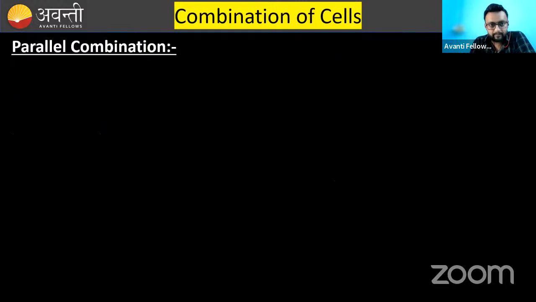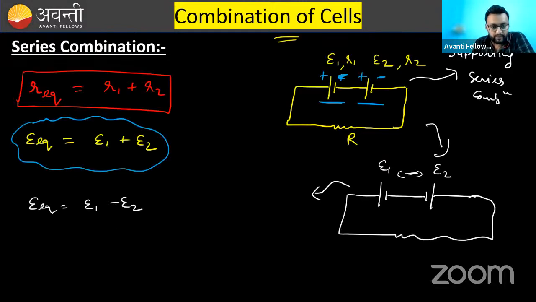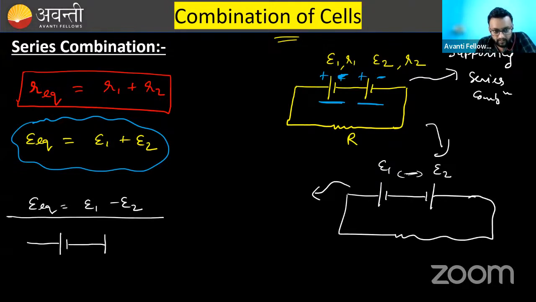Listen to me. Before going to the parallel combination, I am giving you some simplest of forms like this. Let's suppose this is 5 volt, this is 10 volt. Clear? Then what will be the equivalent EMF? Can you identify whether they are supporting each other or opposing each other?